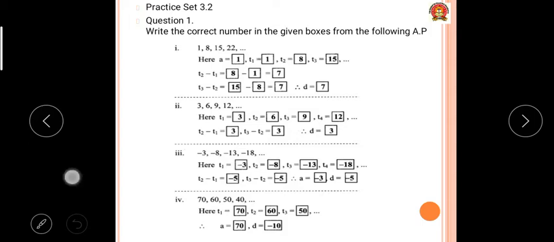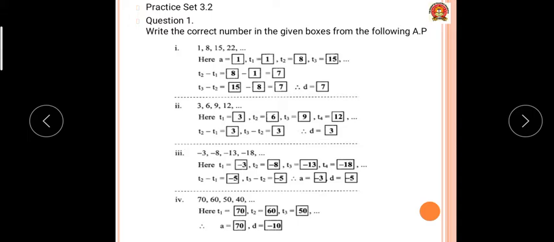Now, see some examples. Write the correct number in the given boxes. See here: 1, 8, 15, 22. You have to just write what is A? 1. What is T1? T1 is also 1. What is T2? 8. What is T3? 15. What is T2 minus T1? T2 means 8 minus 1, 7. T3 minus T2, 15 minus 8. So you will get D is equal to 7.